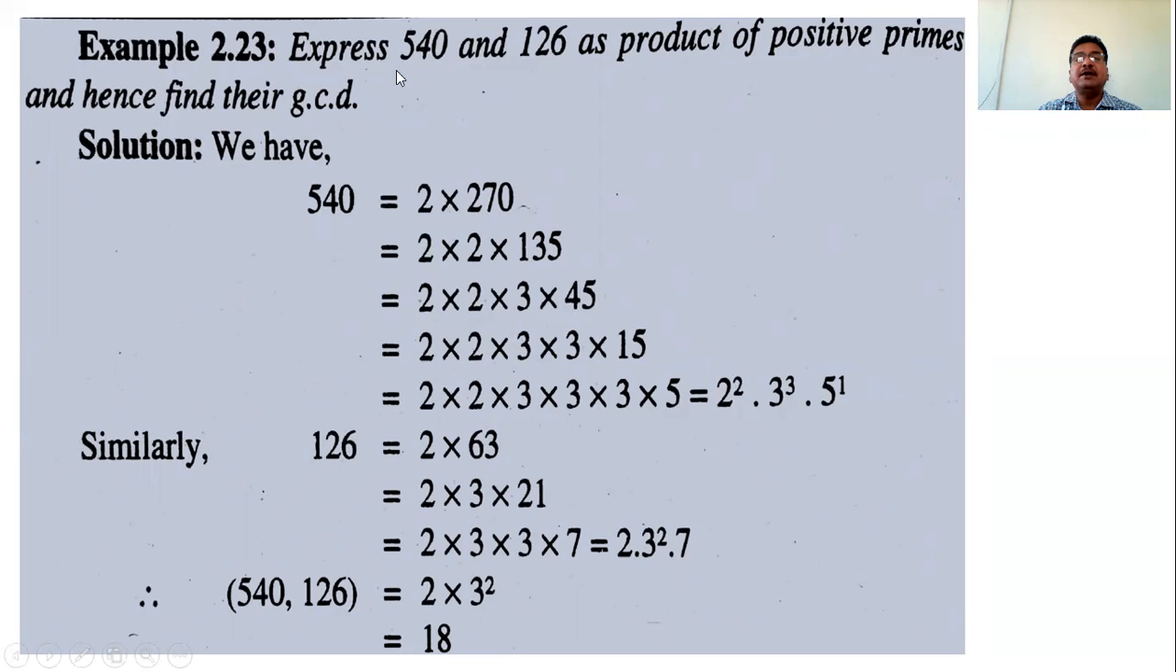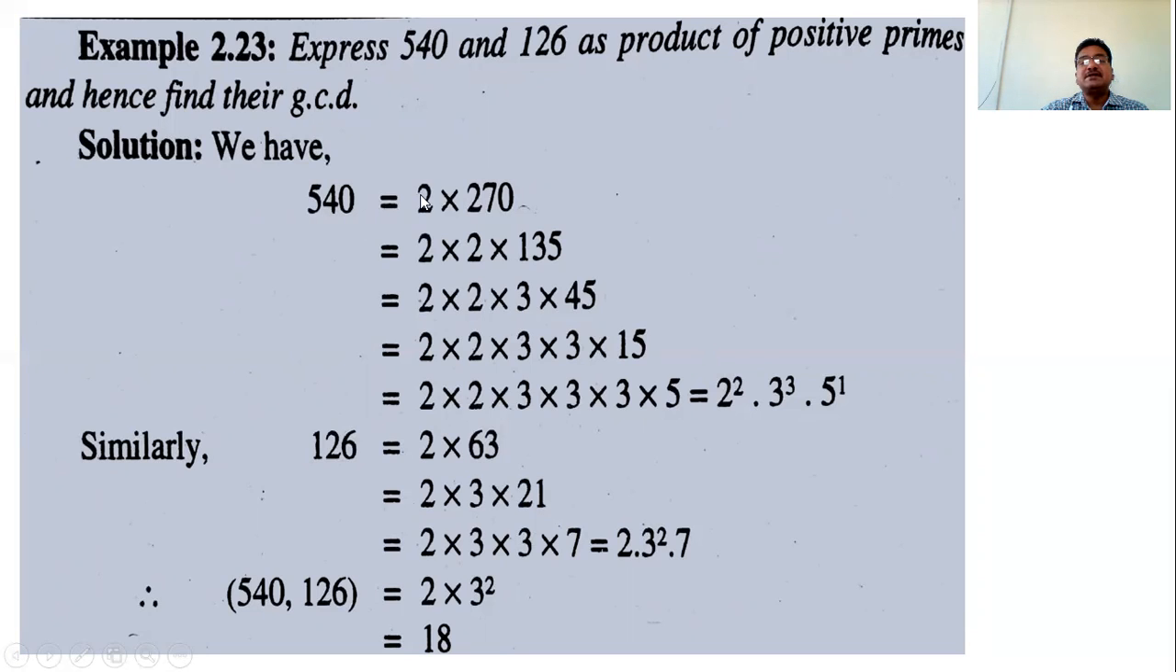So we have to express 540 and 126 as a product of prime numbers. That is, we have to factorize 540. This is the procedure to find the greatest common divisor. That is, factorize the numbers and take the common factors. So what are the factors of 540?